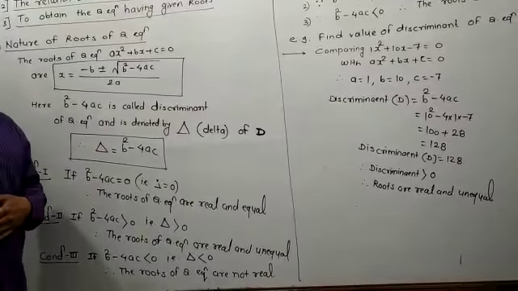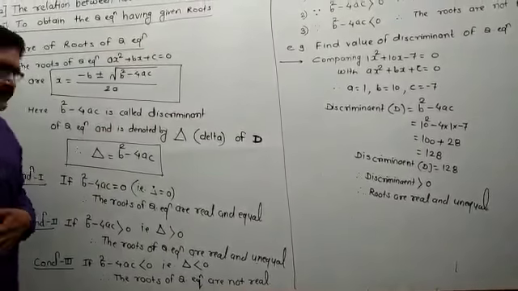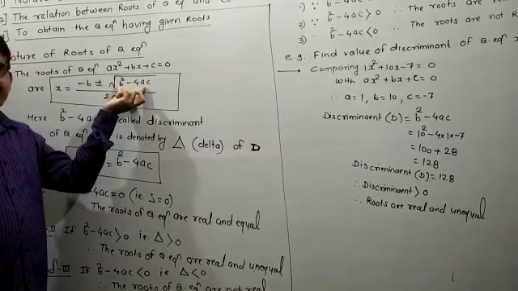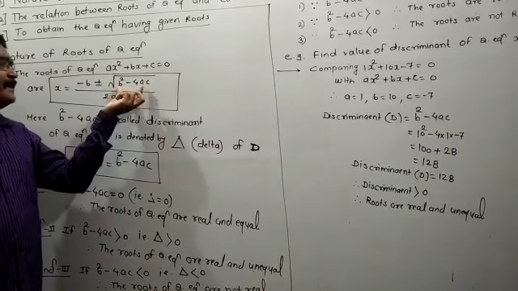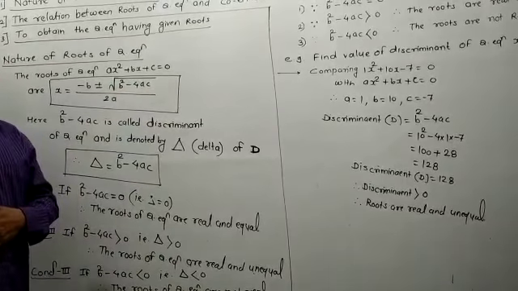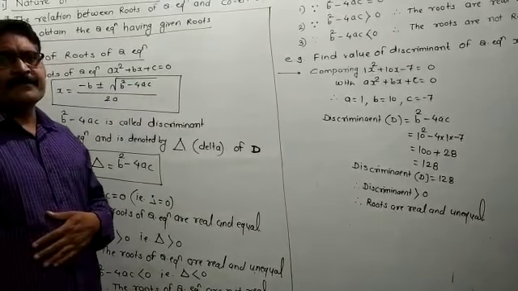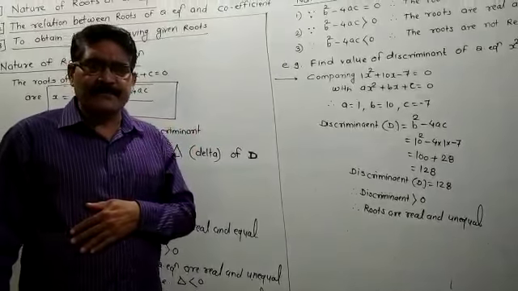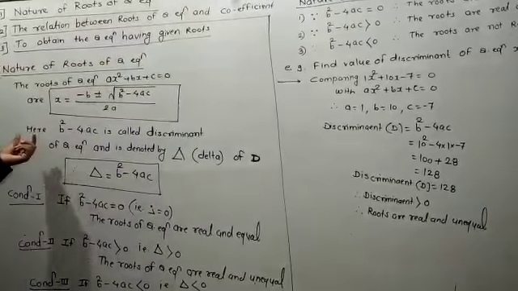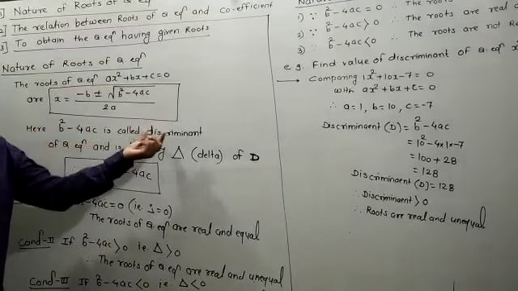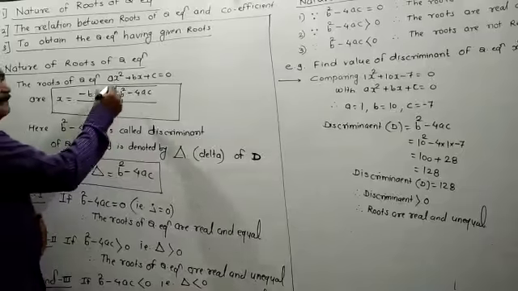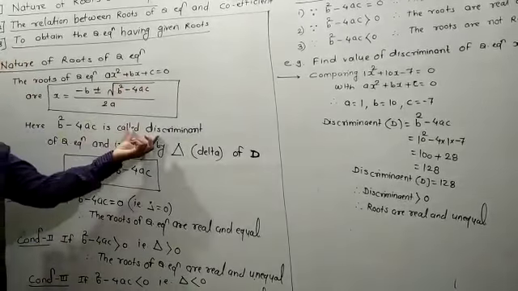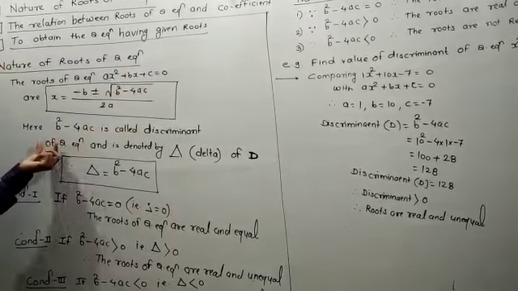Then how do you find out the nature of the roots? You have to see the part b square minus 4ac, and compare this with 0. After comparing this part with 0, you will decide the nature of the roots of the quadratic equation. Here b square minus 4ac is called the discriminant of the quadratic equation.